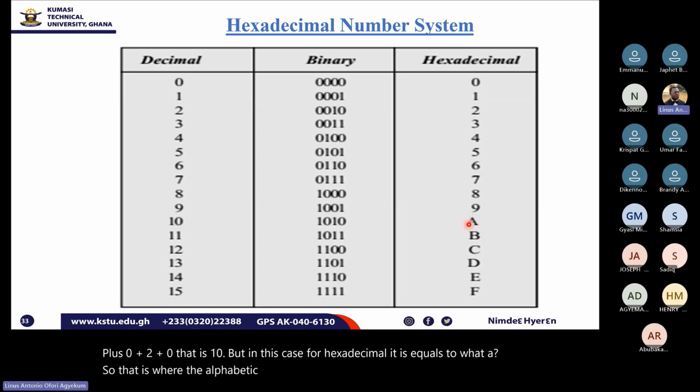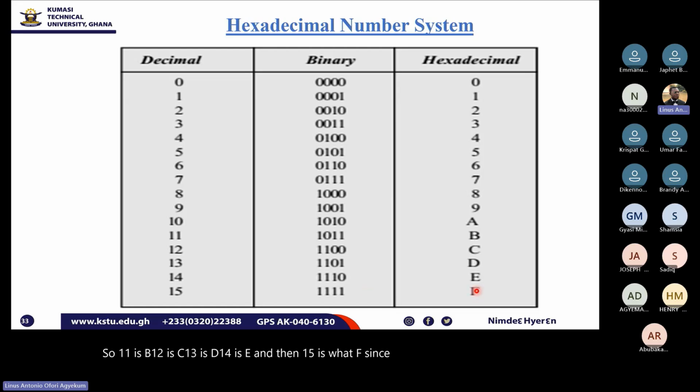So you get to the 16th value. So 11 is B, 12 is C, 13 is D, 14 is E, and then 15 is what? F. Since it is hexadecimal, we are looking at 16 values, but those 16 values start from what? 0 to 15.